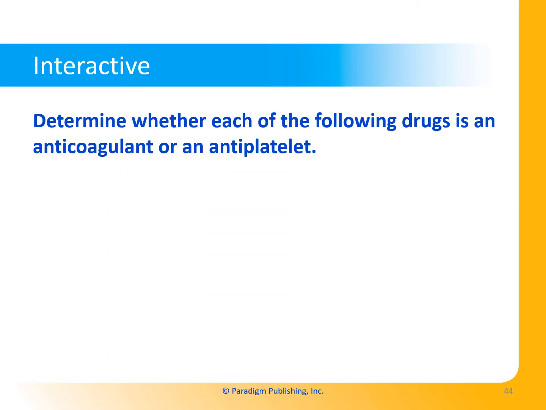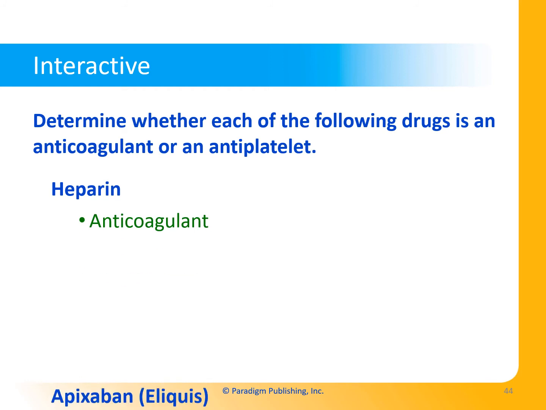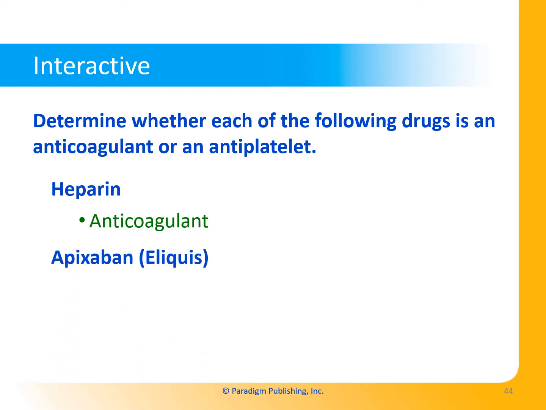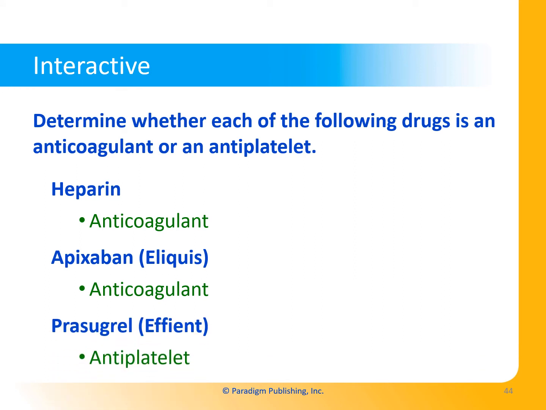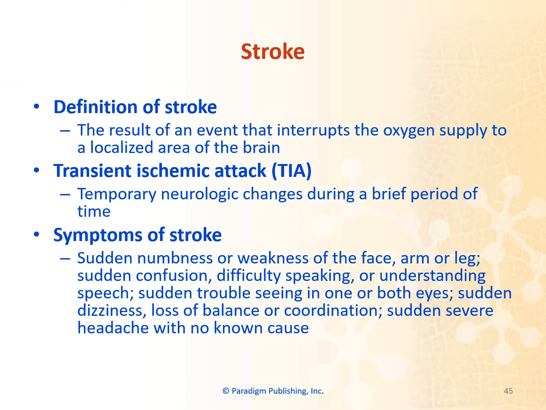All right. Determine whether each of the following drugs is an anticoagulant or antiplatelet. Heparin is an anticoagulant. Apixaban, anticoagulant. Efient, antiplatelet.